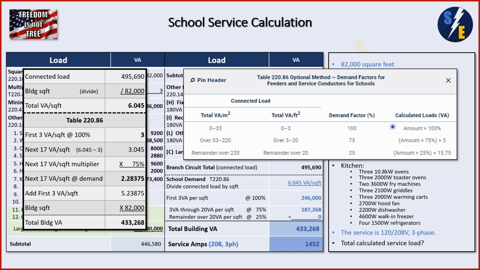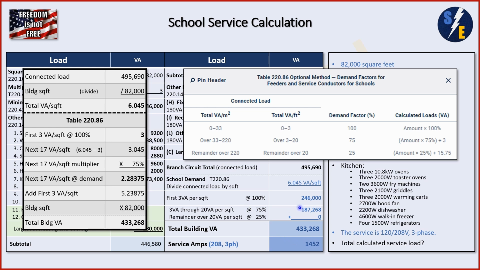So just to recap real quickly, we took our 3 at 100%, that's the first line. Then we took everything left over at 75%, that's the second line. And then it tells us we have to add those 3 back in there. And that's what we did. We added the 3 back into the 2.28375. That gave us this number. And then we multiply by our square footage, and we get 433,268 for our calculated total building VA. So that is what we have right here. Our total building VA is 433,268.